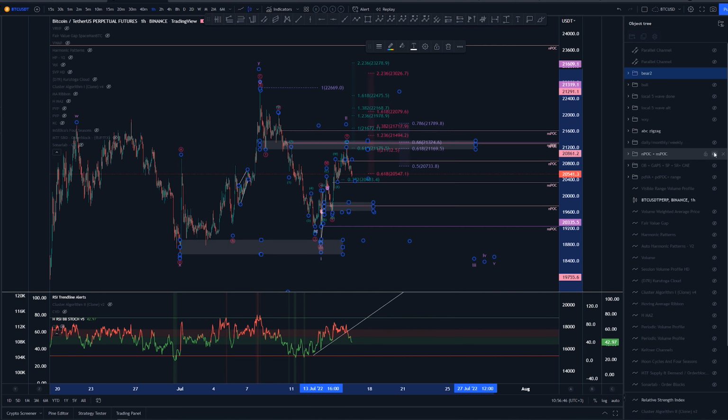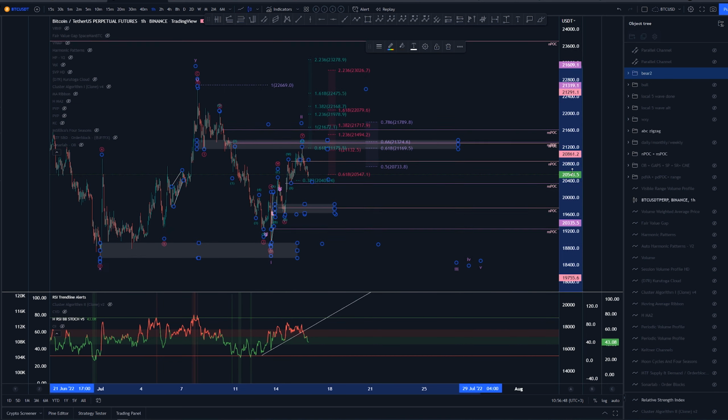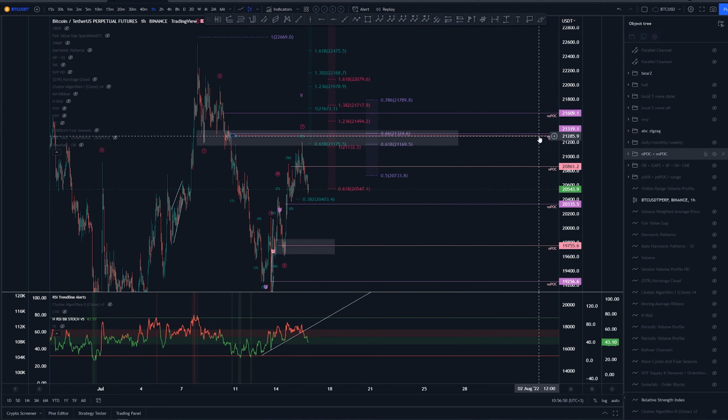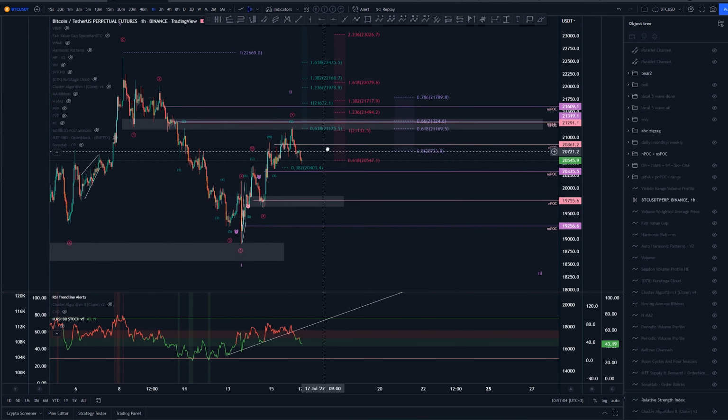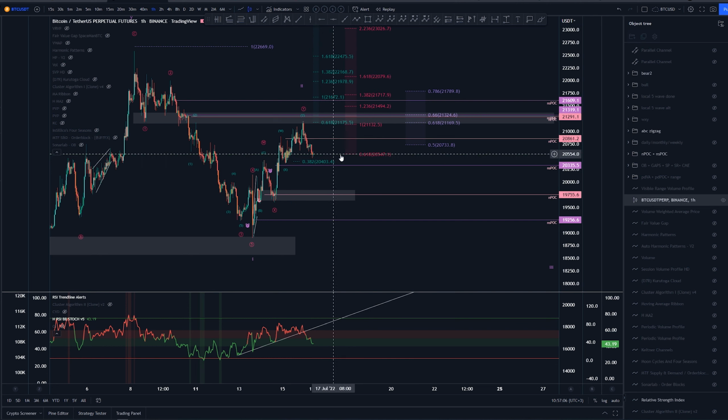Did we have something else here? We had naked point of control and session point of control on the upper hand of this golden pocket, but we did not reach that far, so we still have these at the moment up here. But yeah, definitely a good looking start for that short setup.